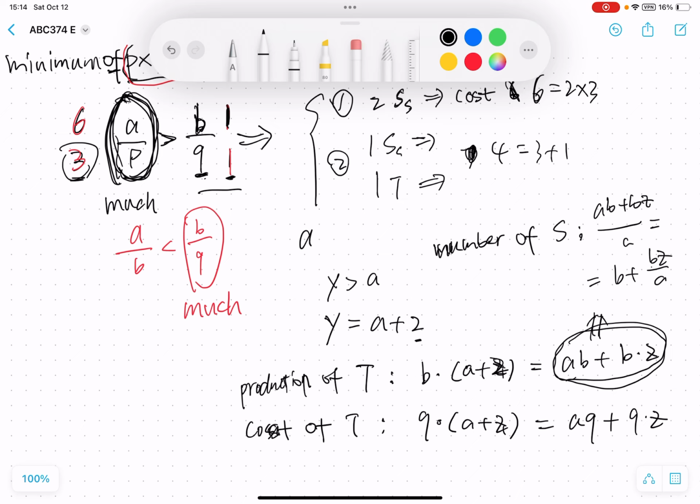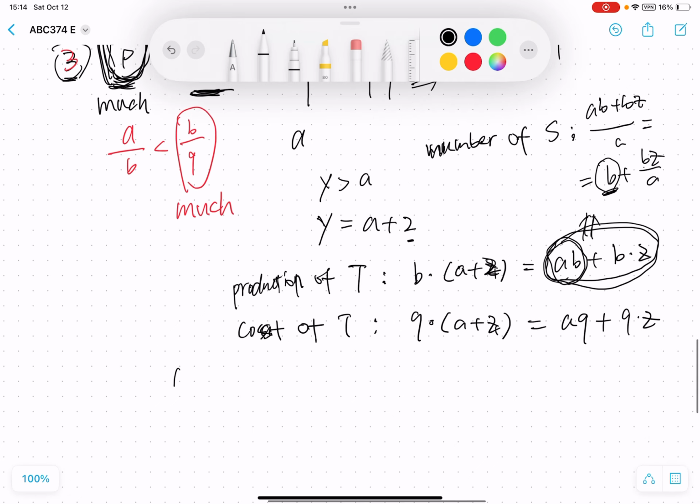If we make it 0, then the number of machine S we should buy is B. We can produce this kind of capacity. That means if we buy more machine T, we can produce that through machine S instead. That will be the better solution.